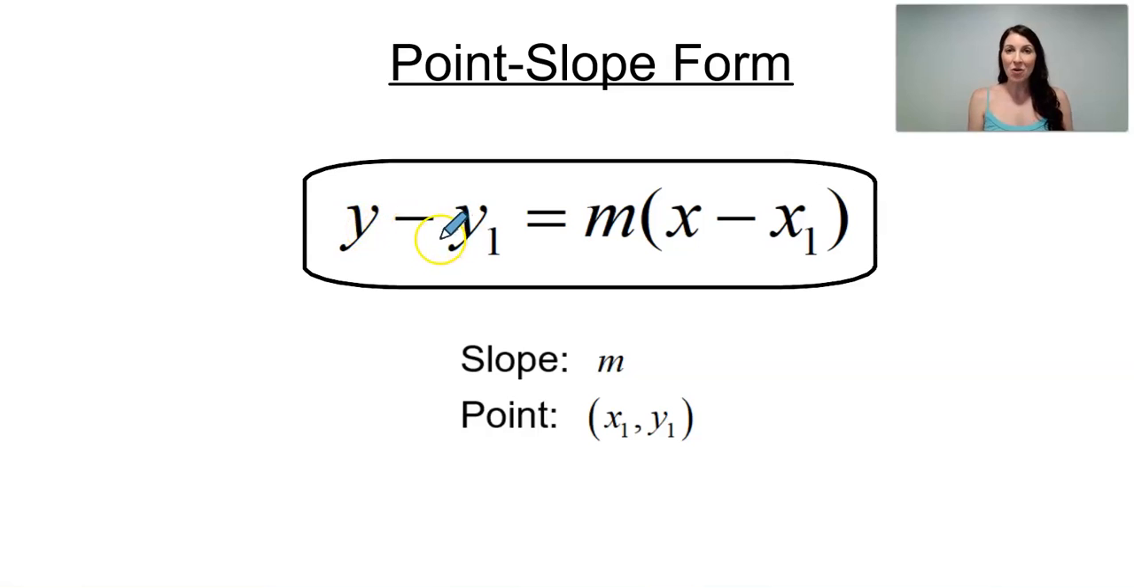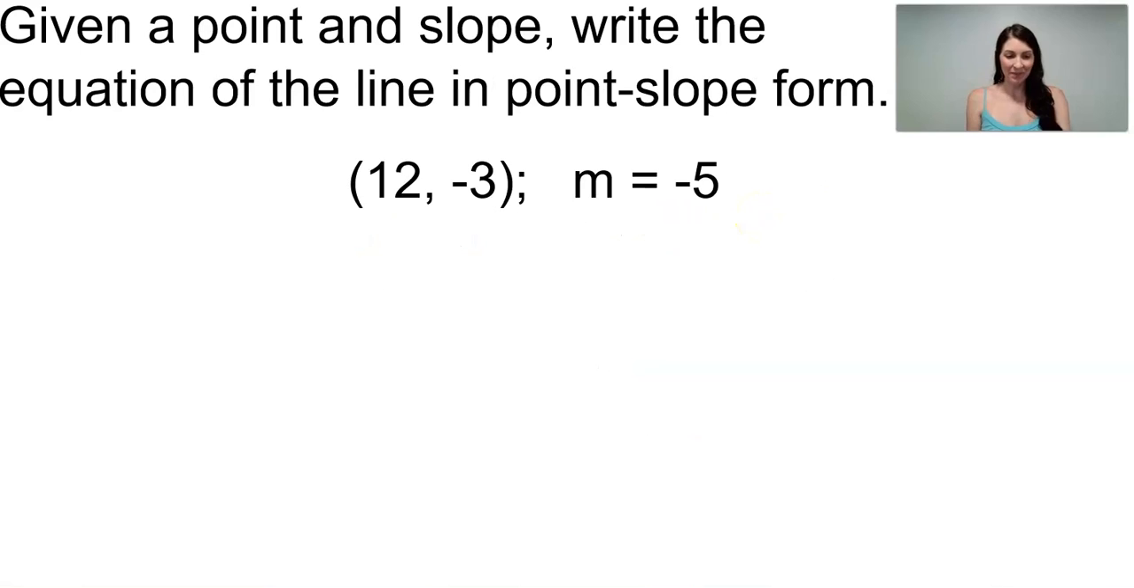y minus y1 equals m times x minus x1. And the information you need to write the equation in this form is right in the name, point-slope form. So to use this form, you need a point, which we will call (x1, y1), and you need a slope, which we will identify as m. Once you have those two pieces of information, you can plug it into point-slope form. Let's take a look at our first example.